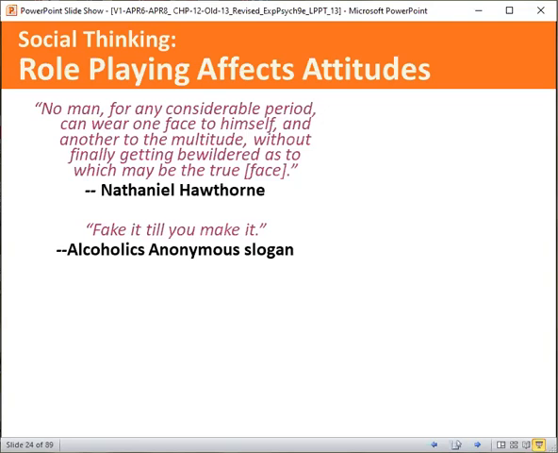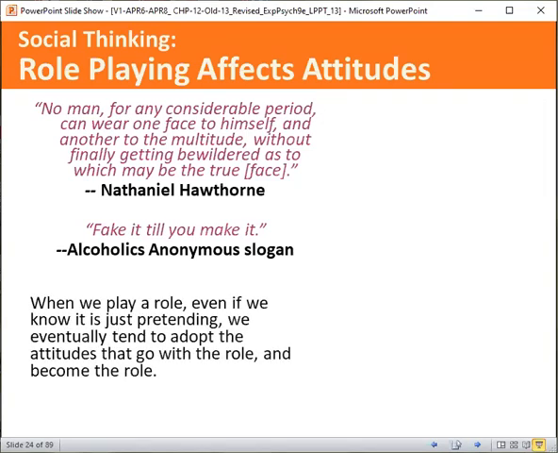No man for any considerable period can wear one face to himself and another to the multitude without finally getting bewildered as to which may be the true face. Or fake it till you make it. What this is basically saying is that sometimes you put a public face on. But if you do that so often and so long, you may start to believe the public face is the real face. That's what this is sort of alluding to here.